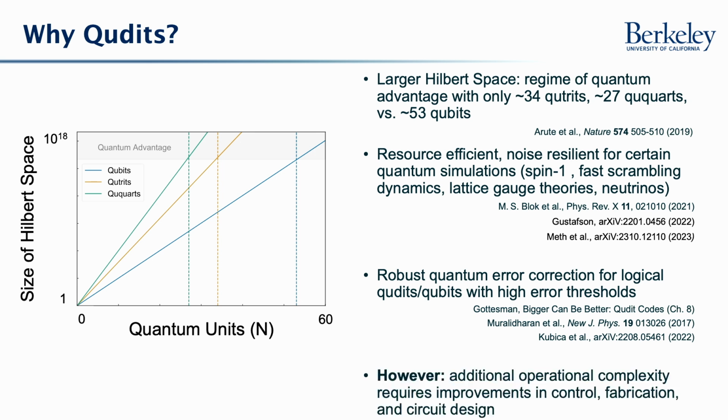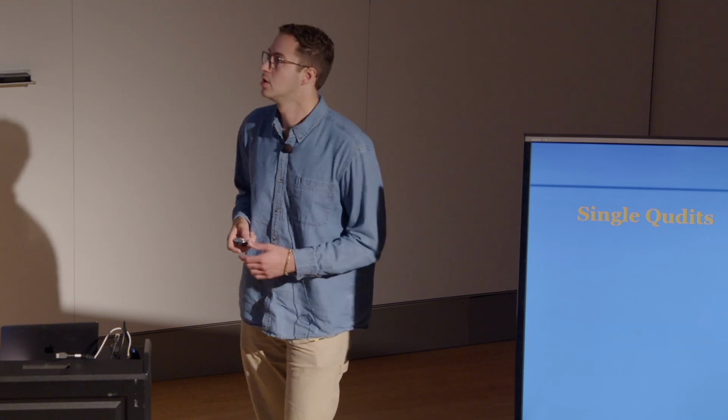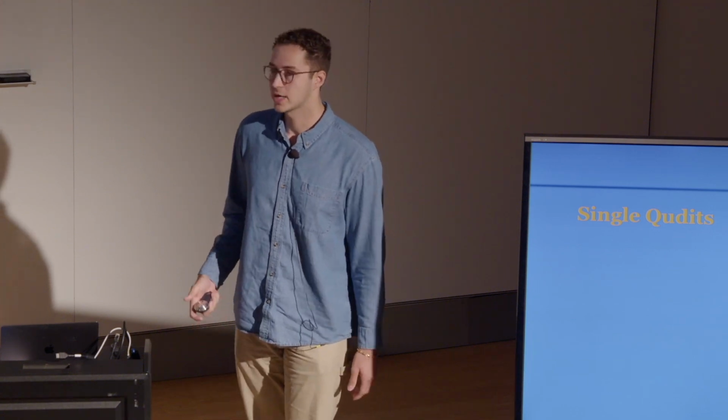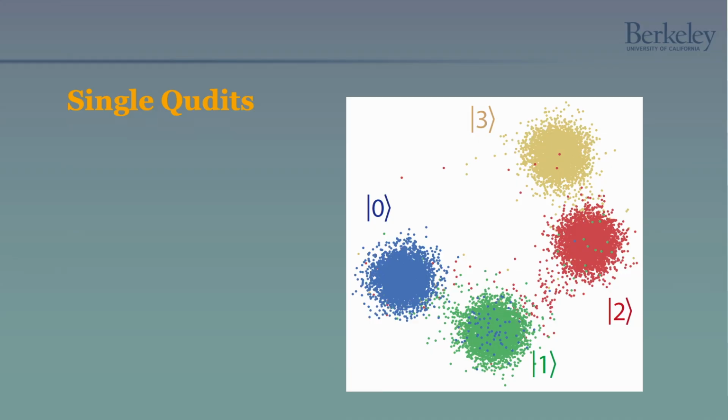But yes, with all of this, it's great. There's additional operational complexity for sure. So we want to focus specifically on how we can improve our circuit design, our control, and our fabrication. And mostly today, I'll be discussing our work on control. OK, so to first start out, before we get into entanglement, what are the qudits in our lab, and how do we actually control them at least at the single qudit level.